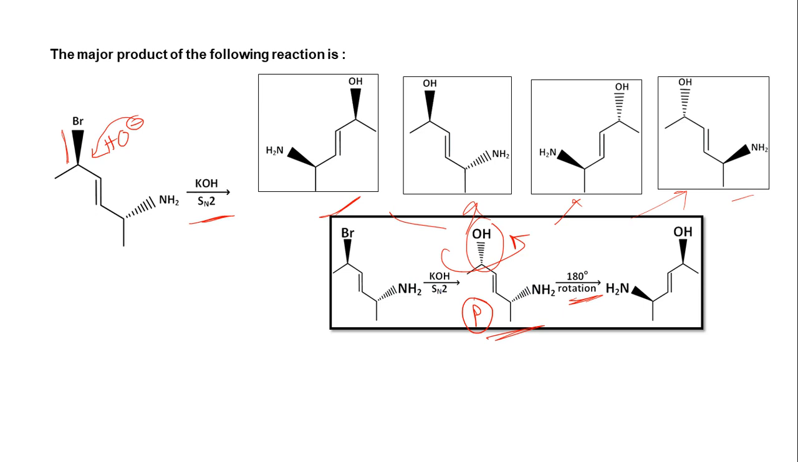But you can also consider one simple fact. Even without rotating, suppose you are in a hurry, how to choose? See here, both these groups are on the same side, and that you can find only in the first picture, not in any of the other three. So that is also indicating that the first picture is the correct product. But if you rotate it, it will directly give you the first one. So this is the correct option.